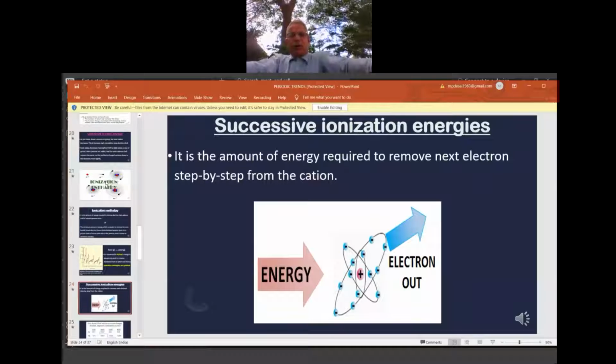So all these are called what? Successive ionization energies or enthalpies. Remove 1, remove 2, remove 3 is the ideal situation. More than 3, we face challenges, and why waste energy? The same energy we can use for some other purposes. Okay, right.